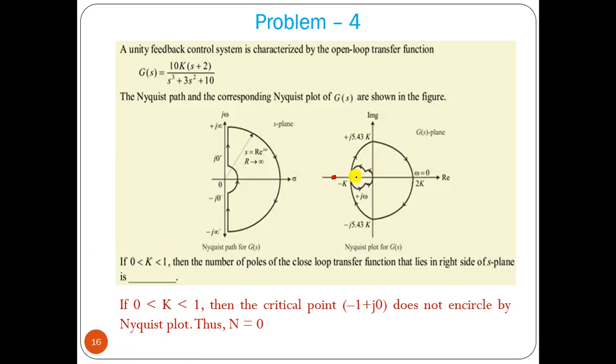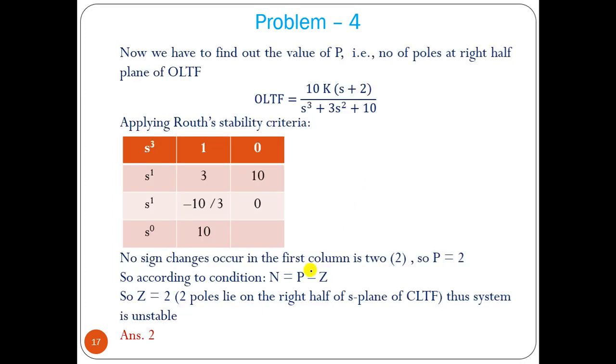If we put another point, -1, inside the plot and draw a line, this is your anti-clockwise direction and this is your clockwise. This is anti-clockwise, this is clockwise. So n equal to 0 once again, and p equal to 2. So again the system will be unstable, and the number of poles that lie on the right half plane of the S plane should be 2.